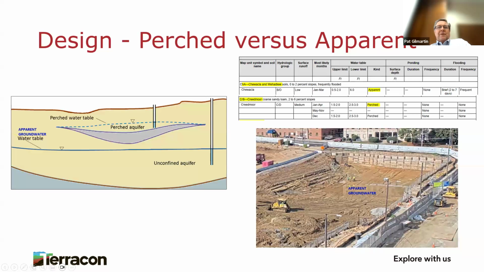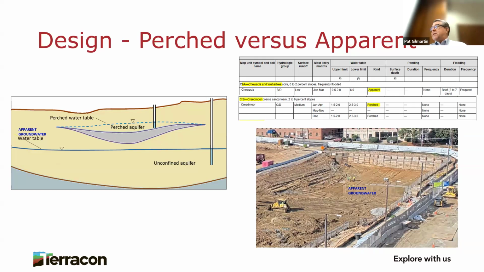Okay, perched versus apparent. A water table is perched if free water is restricted from moving downward in the soil by a low permeability layer. There is a dry or partially saturated layer of soil underneath that wet layer that's perched on a low permeability material. A water table is apparent if the free water is present in all the horizons from its upper boundary down through the subsurface profile.